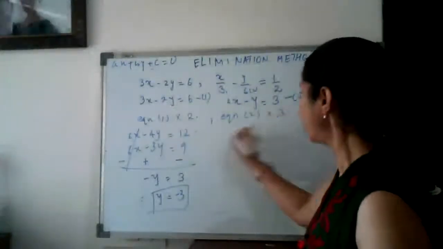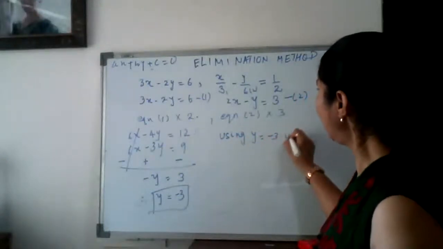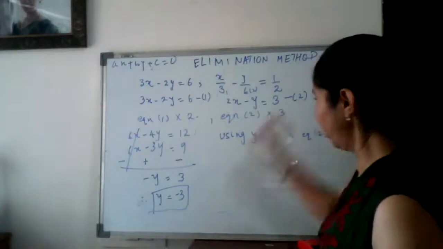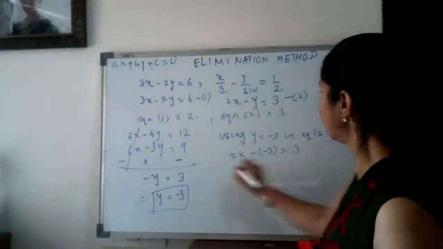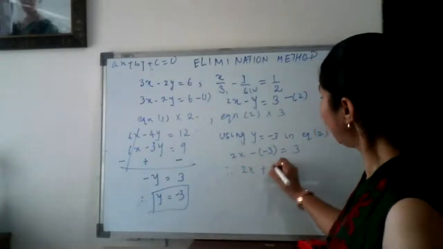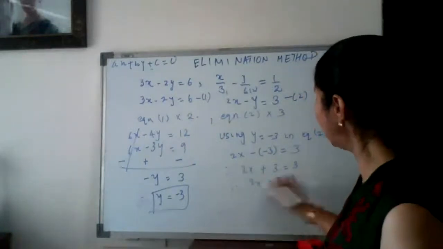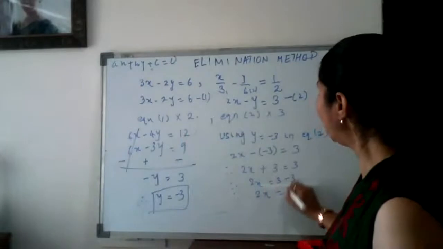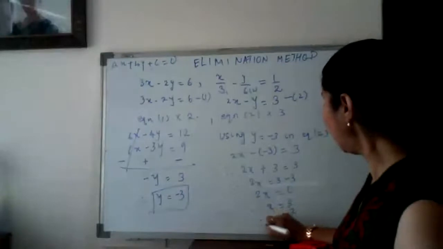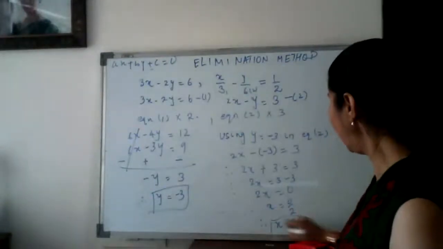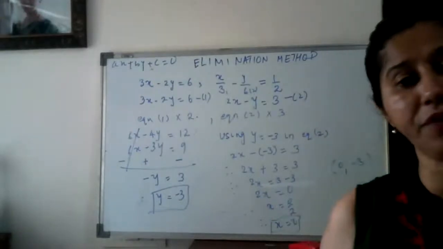सो आई टेक इट से इक्वेशन 2. सो यूजिंग y is equal to minus 3 in equation 2, क्या मिलेगा मुझे? 2x plus 3. Therefore 2x is equal to 3 minus 3. What is 3 minus 3? 0. And you know that 0 divided by any number, 0 upon 2. What is that? It is nothing but 0. So we get here the solution as 0, minus 3. I hope that is clear to everyone.